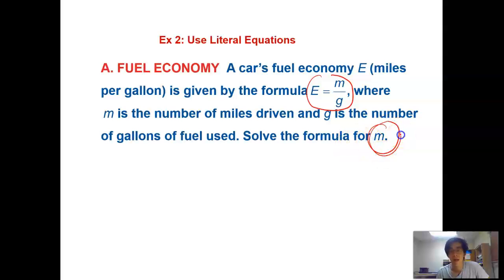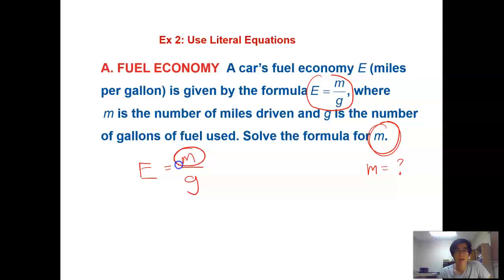So I want to get the M by itself. What does that look like when I manipulate the variables in this formula right here? Okay, so my OG formula is E equals M over G. I want to get this M by itself. He just wants to be a loner. Okay, so as we see here, it's M divided by G.